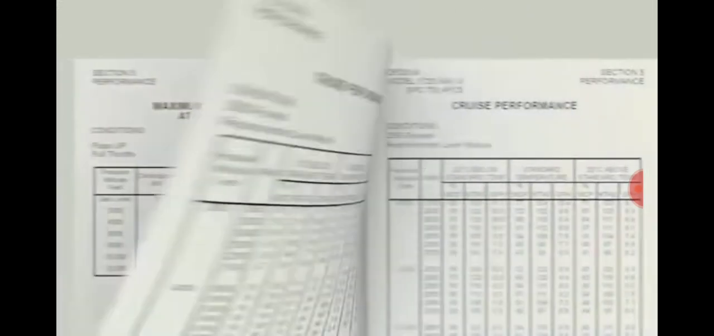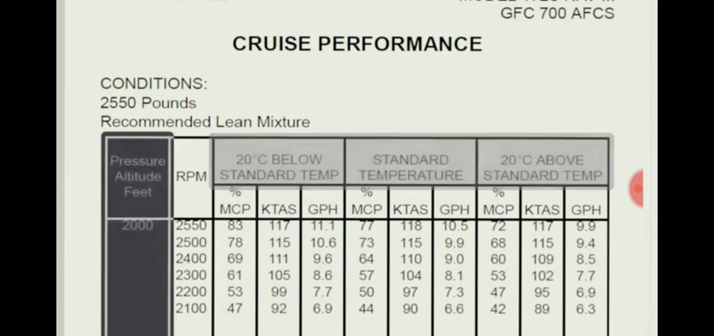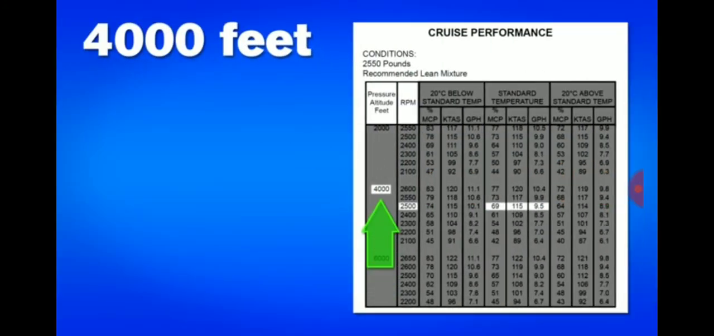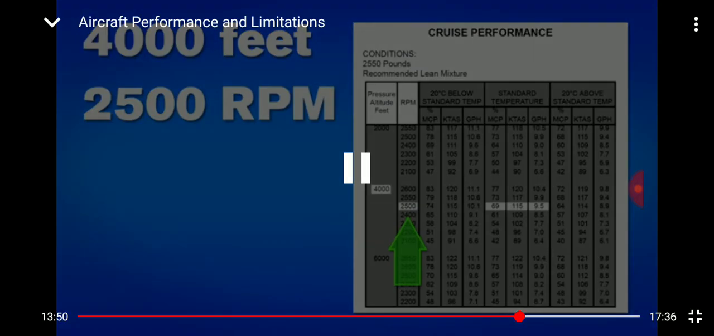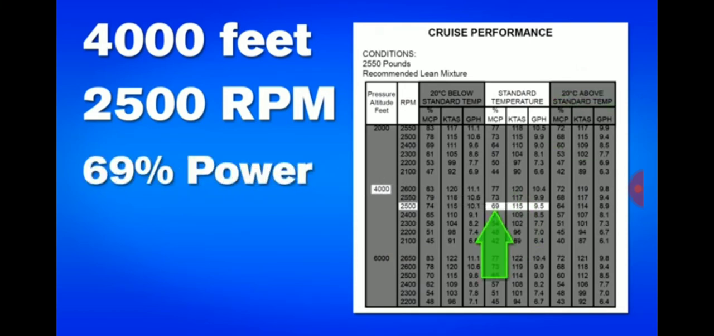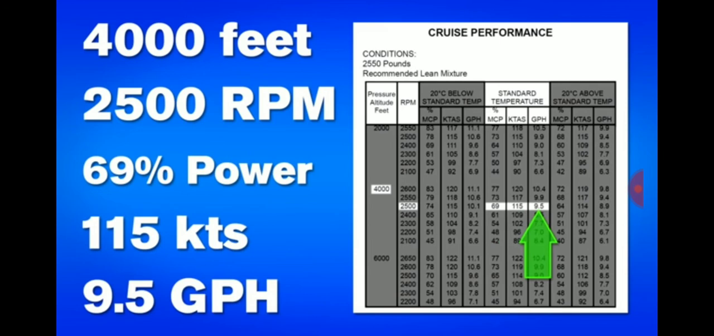This next chart shows the cruise performance of the airplane, displaying the airspeed, fuel burn rate, and percent of maximum continuous power in relation to different temperatures and altitudes. At 4,000 feet with an engine RPM setting of 2,500 RPM and at standard temperature, in this case 7 degrees Celsius, the airplane will be at 69% power at 115 knots and use up 9.5 gallons per hour.